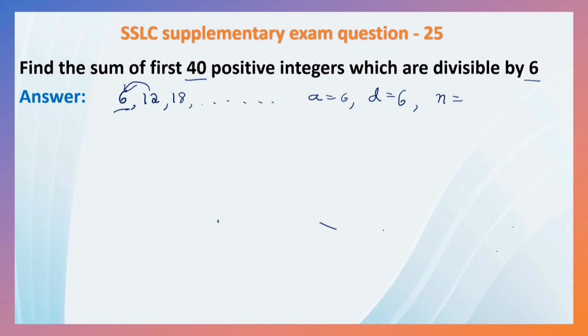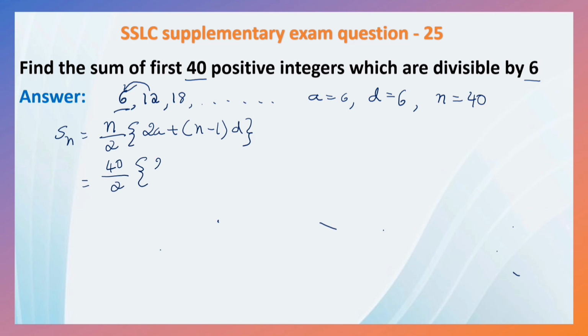n is 40. Now we can use the formula Sn is equal to n by 2 into 2a plus n minus 1 into d. n is 40. We have taken it by 2. 2 into a is 6 plus n is 40, 40 minus 1, d is 6.